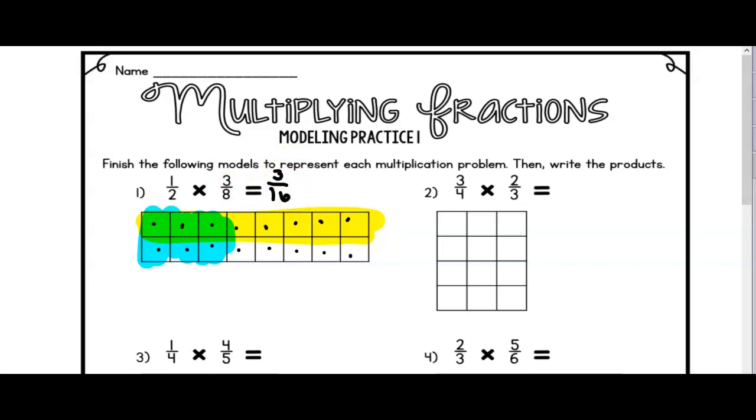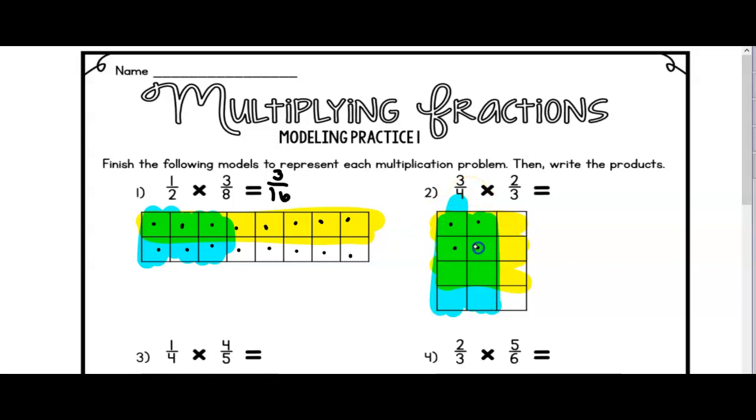Okay, so I'm going to do 2 more of these for you. So I'm going to shade in 3/4. So this is the side made out of 4s. So I'm going to shade in 3/4. 1, 2, 3 out of 4. And then I'm going to go the other way, 2/3. So 1, 2 out of 3. And my answer is right there in that green section.